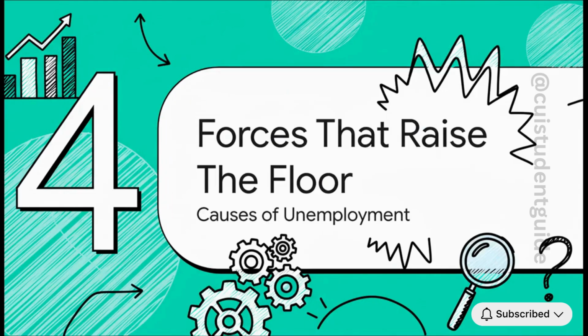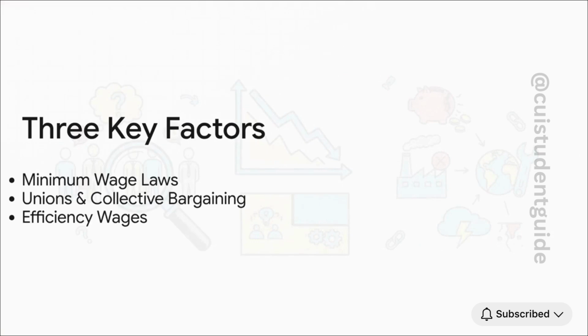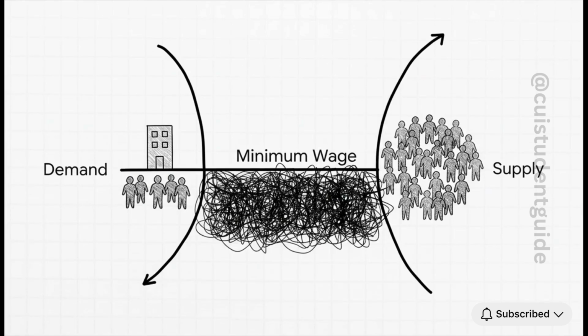So if structural unemployment is the bigger long-term challenge, what actually causes it? What forces in our economy are creating this persistent mismatch? Well, economists usually point to 3 key factors that can push wages above the natural market rate, which ends up creating a surplus of labor. And a surplus of labor is just another way of saying unemployment. First up, minimum wage laws.